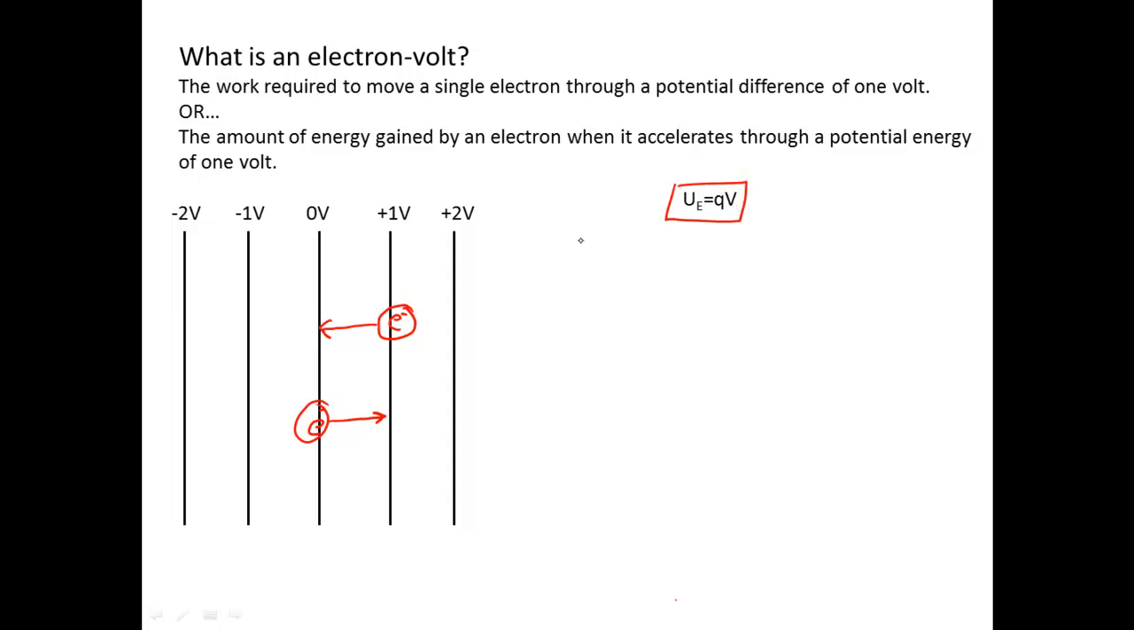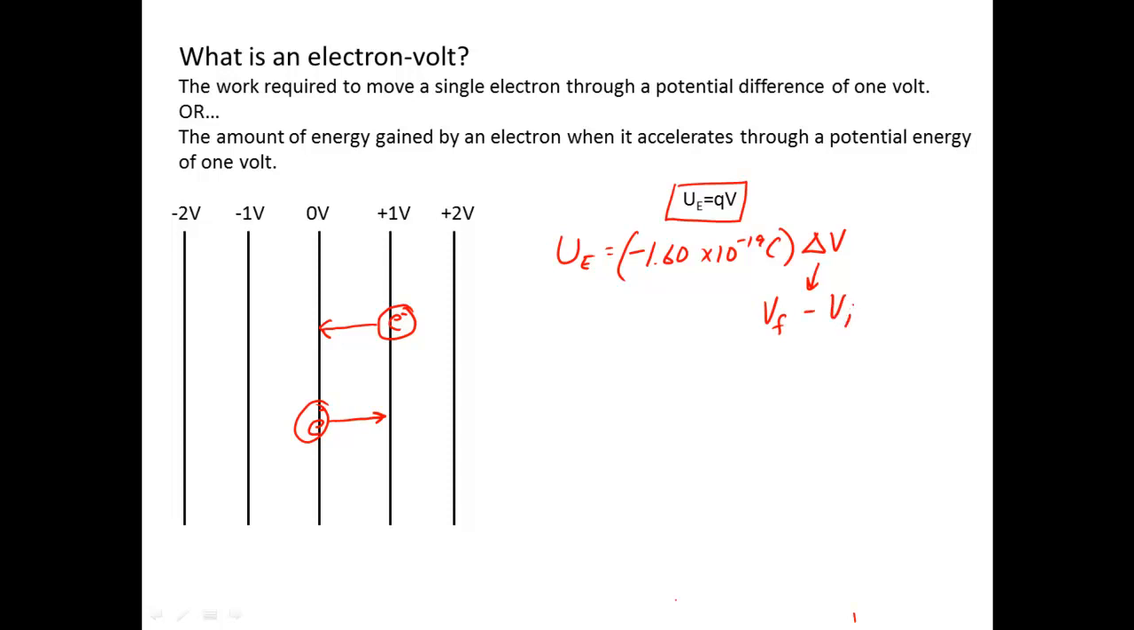So in this case, my electric potential energy is equal to Q. Remember, the charge of an electron is negative 1.60 times 10 to the minus 19 coulombs. If I go from a region of high potential, now this V is really a delta V, so that would translate to V final minus V initial.